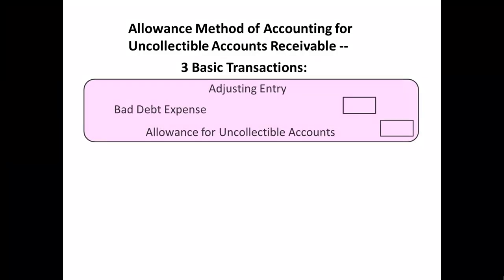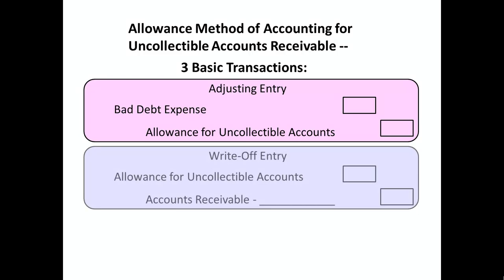Despite the complicated theory, accounting for uncollectible accounts receivable using the allowance method involves only three basic transactions. There's the adjusting entry to record bad debt expense in the accounting period in which the related sale was made: increase bad debt expense on the left, and increase allowance for uncollectible accounts on the right.